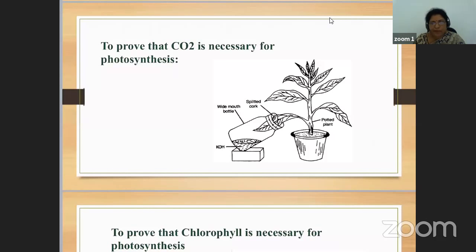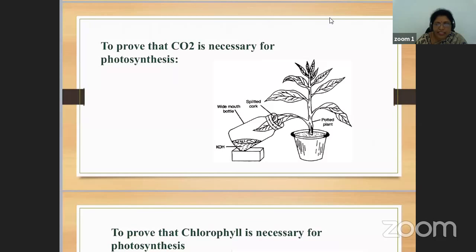I will repeat again. First, take a potted plant, keep it in the dark for 2 days so that starch is used up, and this is called destarching. Then we will take a wide mouth bottle which has a split cork, and the leaf is inserted in such a way that half of the leaf is inside the bottle and half is outside. Now in the bottle we have already taken 5 to 10 ml of KOH. What is KOH? Potassium hydroxide or caustic potash.